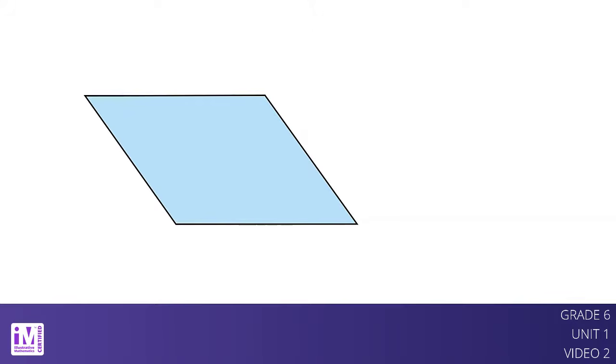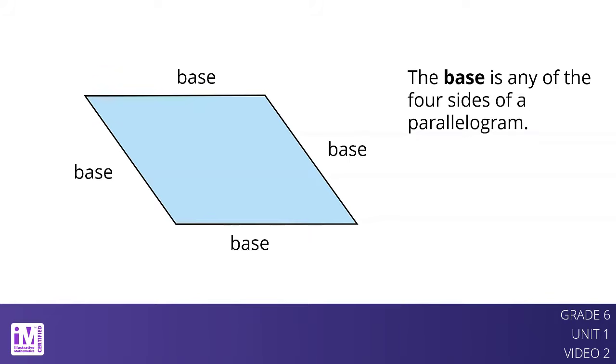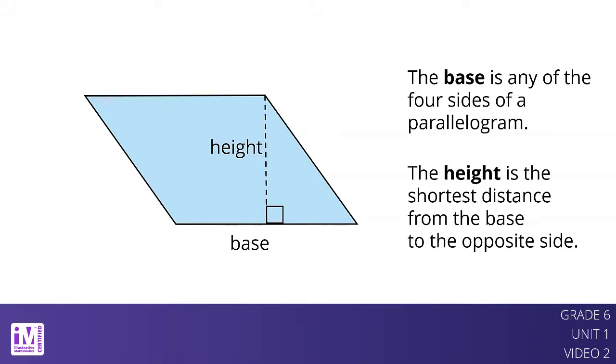We can choose any of the 4 sides of a parallelogram as the base. Both the side and its length are called the base. Once we have chosen a base, if we draw a perpendicular segment from any point on the base to the opposite side of the parallelogram, those segments will always have the same length. We call that value the height. There are always many different places where we could draw the height.